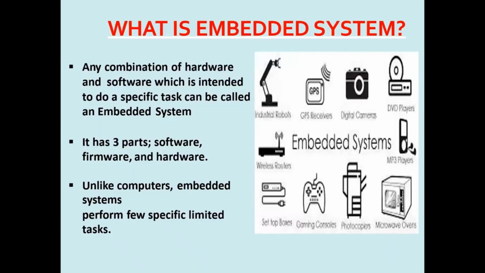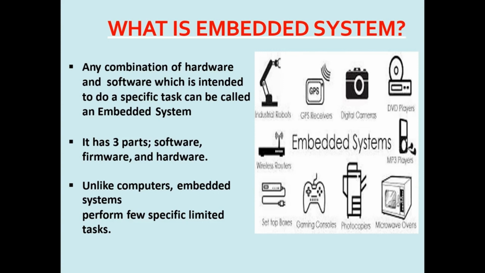So, what is embedded system? Well, it is a combination of hardware and software that are designed to do a specific task. Well, in the right hand side picture, there are multiple applications of the industrial robots, GPS receivers, and so on. These are all the applications of the embedded systems. Well, these are all designed to do only one task, repeatedly and simultaneously. These are designed by using three parts such as software, hardware, and firmware.